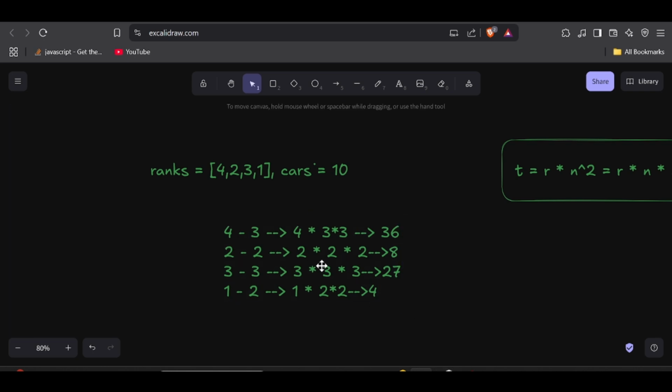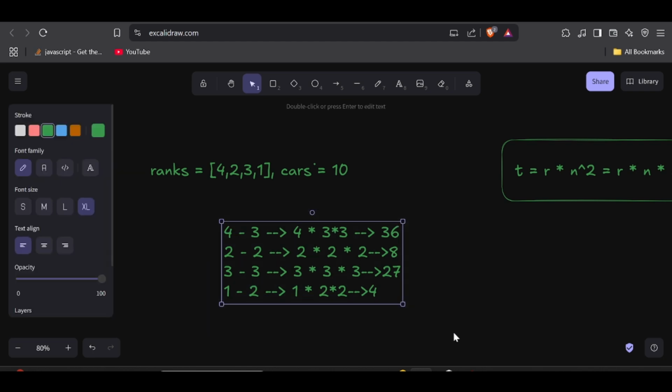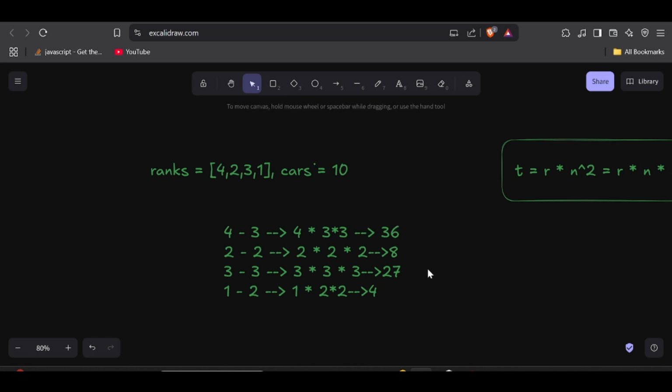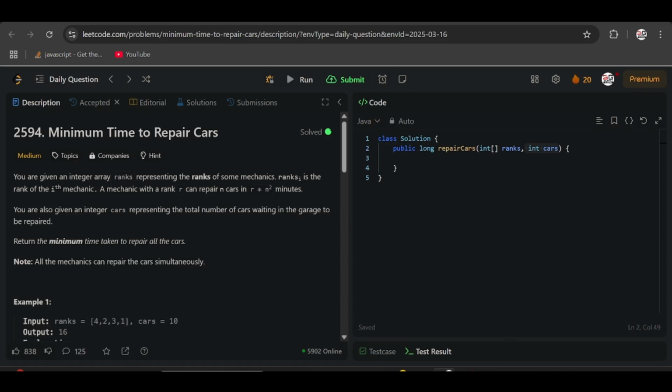So it is saying that all those mechanics can work simultaneously. What does it mean? What will be the answer for this case? The answer for this case will be 36, because it is the maximum time one mechanic is taking to repair all the cars allotted to him. All the other mechanics are taking less time than him. That is why the maximum time taken by any of the mechanics will be our answer. So now you have understood the question.